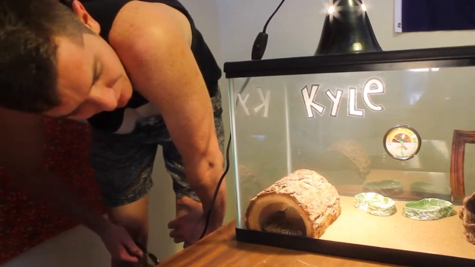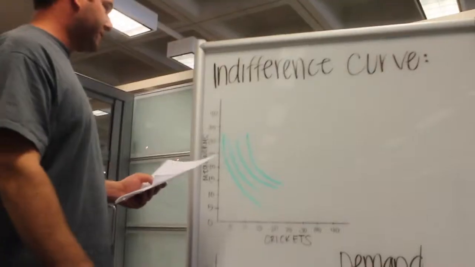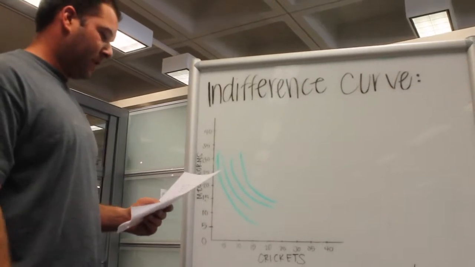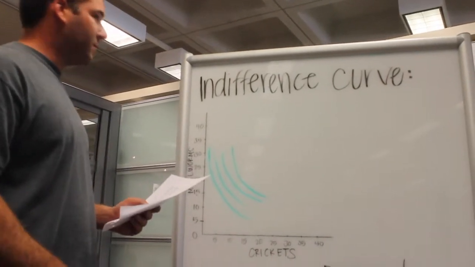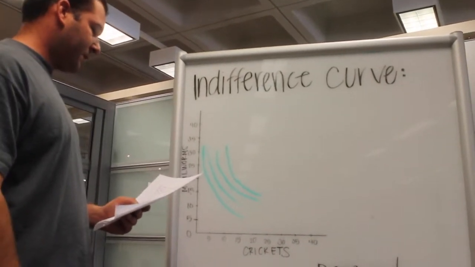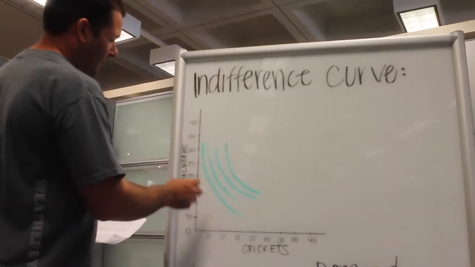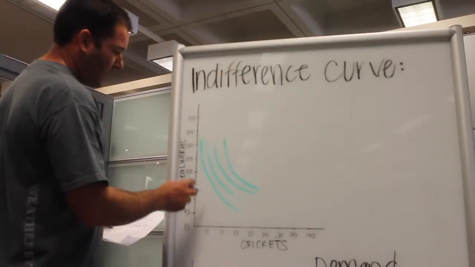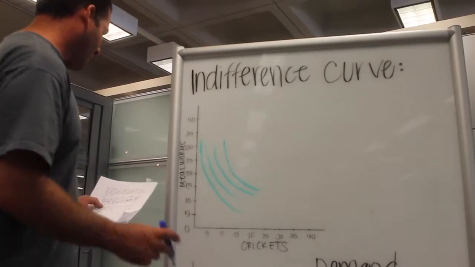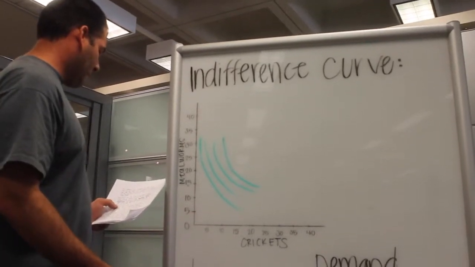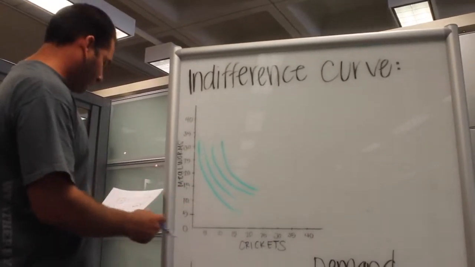Alright, Kyle, let me think a little more about what my econ teacher said today. Okay, indifference curves. An indifference curve represents the total utility that can be gained from purchasing two goods. Any point along the indifference curve represents the combination of two goods that will add up to the total utility.